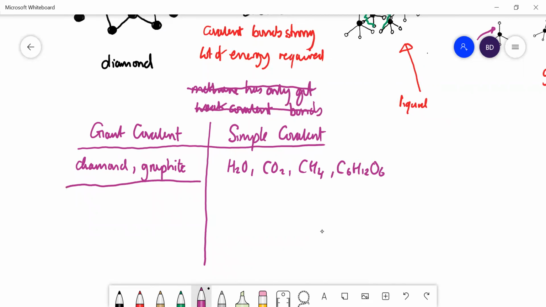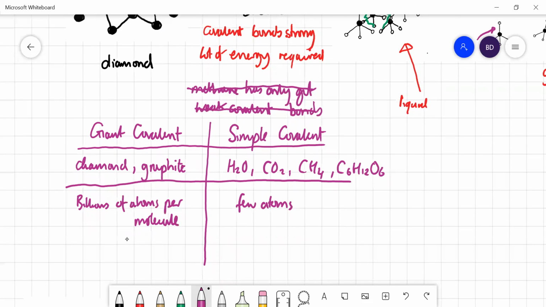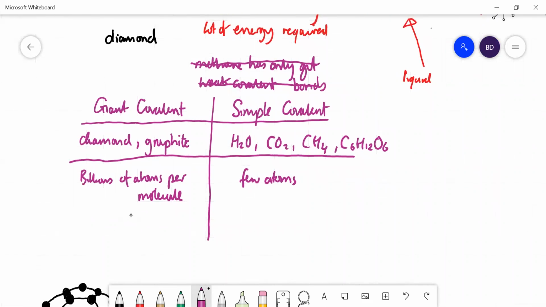Right, how many atoms have you got in a giant covalent? You've got billions of atoms per molecule. Simple covalent, you've only got a few atoms. It may be as many as several hundred, but that is not very many. It's not billions. Or maybe even several thousand in polymers and things. Okay, now what else were you going to say about giant covalent?